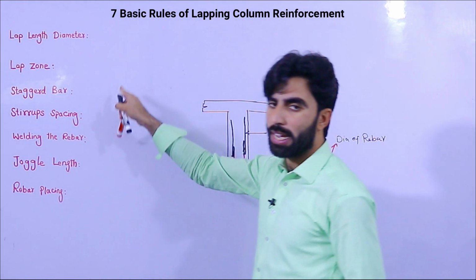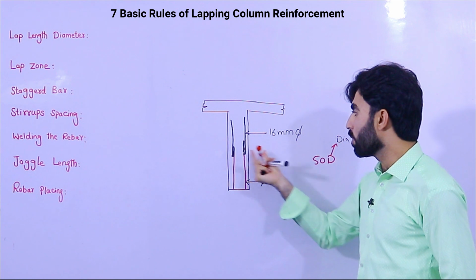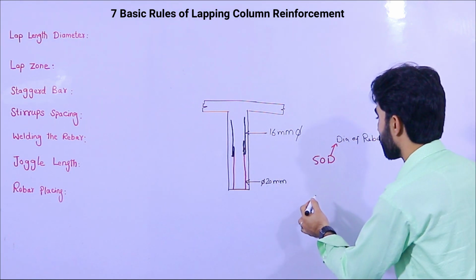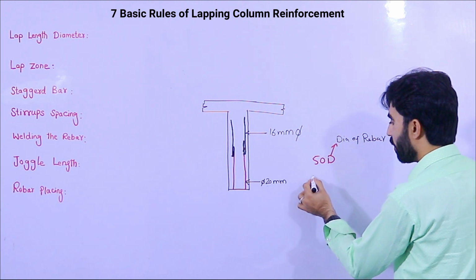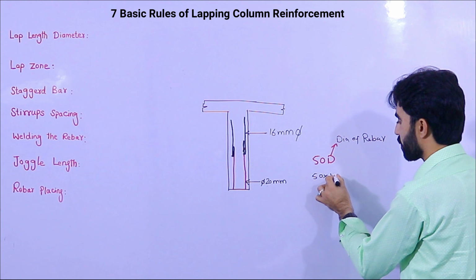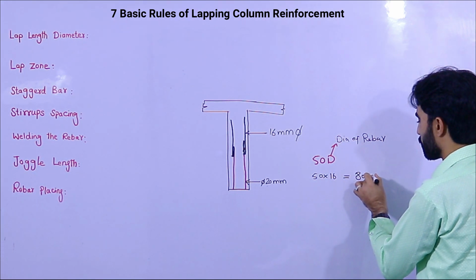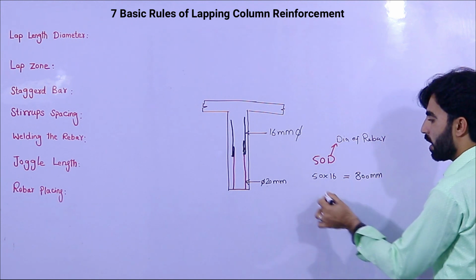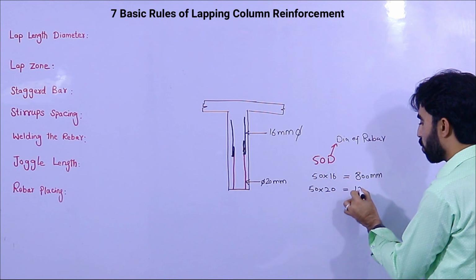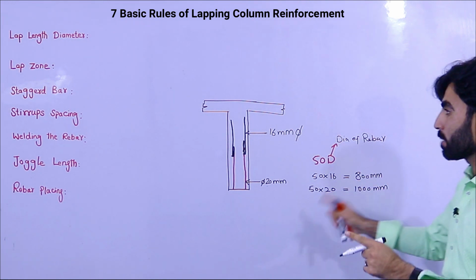As you can see, lap length depends on diameter. At the bottom we have 20 millimeter. At the top we are providing the other steel rod, which is 16 millimeter. Now we are using the formula 50D. So 50 multiplied by 16 gives 800 millimeter lapping. And 50 multiplied by 20 gives 1000 millimeter. Now which lapping is best here?